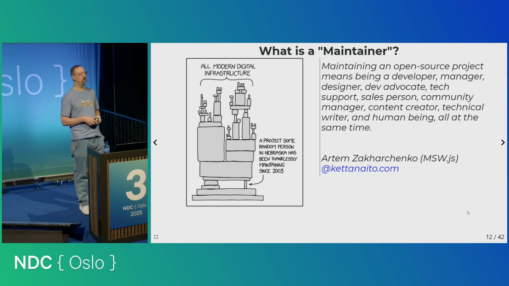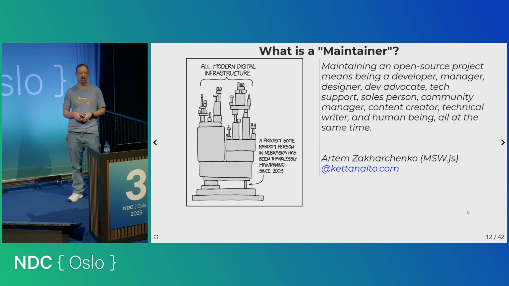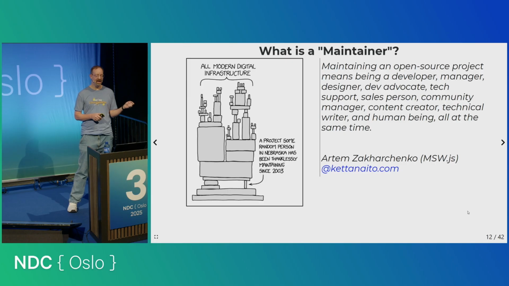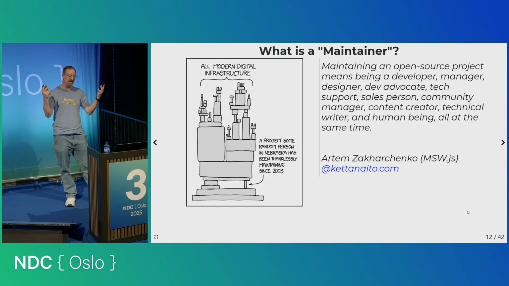Artem Zakharchenko, who maintains the MSW network mocking library for JavaScript, said that maintaining an open source project means being a developer, manager, designer, dev advocate, tech support, salesperson, community manager, content creator, technical writer, and a human being all at the same time. That is a lot of different hats to be wearing. And that's really what being an open source maintainer is.